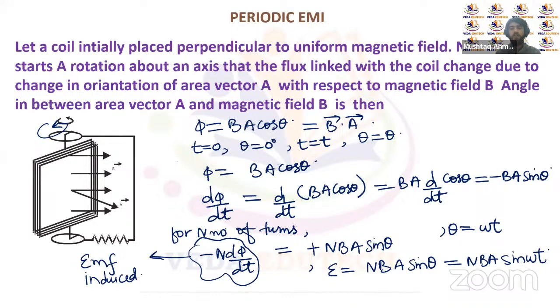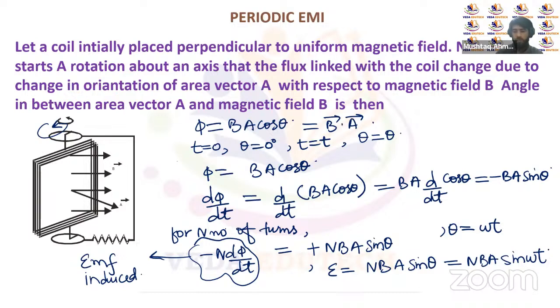B is the external uniform magnetic field, A is the area of this coil, and N is the number of turns, right? So it means that the EMF induced in this coil was a periodic EMF, because of the periodic function of this induced EMF. It was NBA sine of omega t. The sine function is itself a periodic function, so the EMF induced is also a periodic EMF, or we say it as a periodic EMI, right?